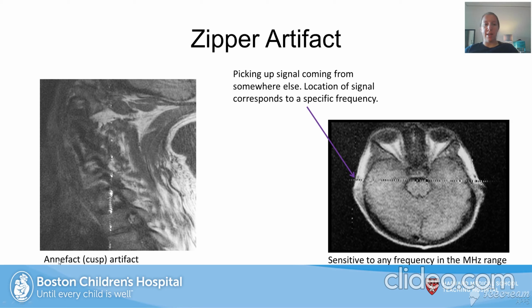And this over here is the cusp artifact. This occurs when the body is within the active coil, but not within the specified field of view. They have signals that are coming from them, and you get what looks a little bit like a zipper artifact. It's really what they call ghosts that appear in the image. And this is across the phase encode direction. And you can see the spine in this case.